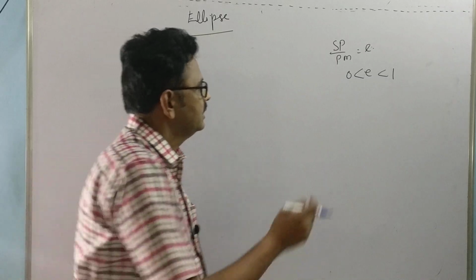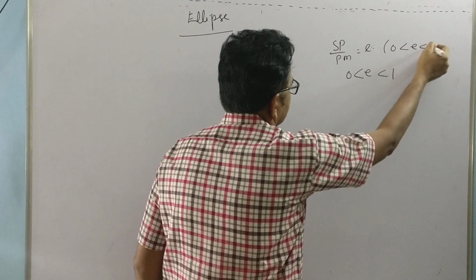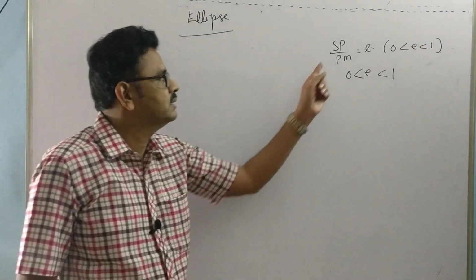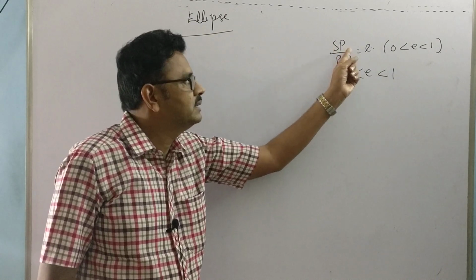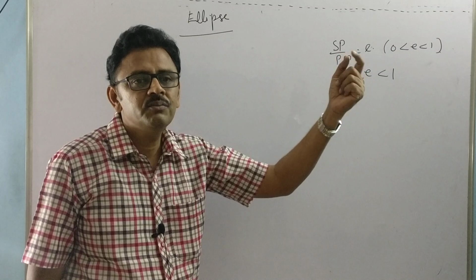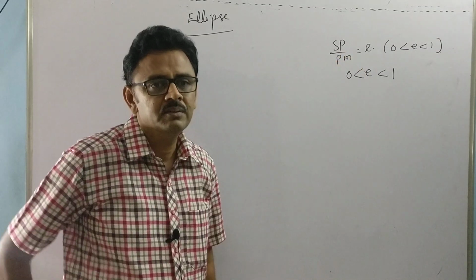That means SP by PM is equal to E, where 0 less than E less than 1, is called an ellipse, where S is focus and E is eccentricity and PM is the length of the perpendicular from the point to the directrix. That is the meaning.